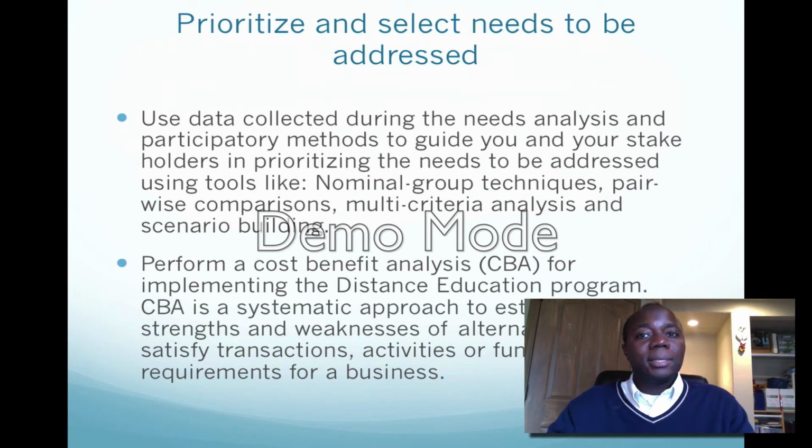Prioritize and select needs to be addressed is the third one. Use data collected previously during the needs analysis and use a participatory method to guide you and your stakeholders in prioritizing the needs to be addressed using tools like nominal group techniques, pairwise comparison, multi-criteria analysis, and scenario building. I invite you to look this up in your own free time.